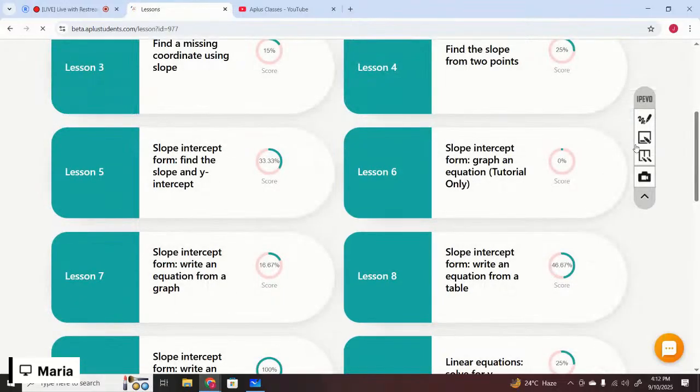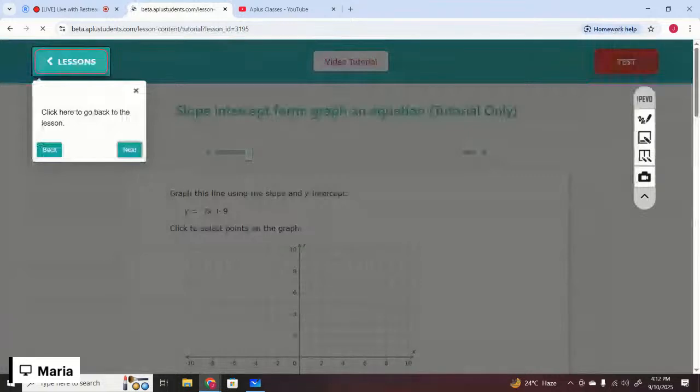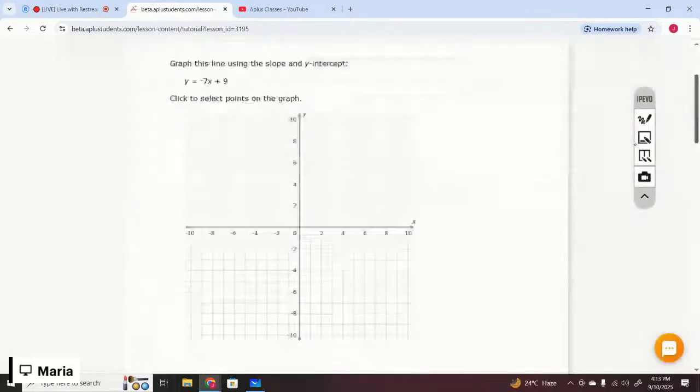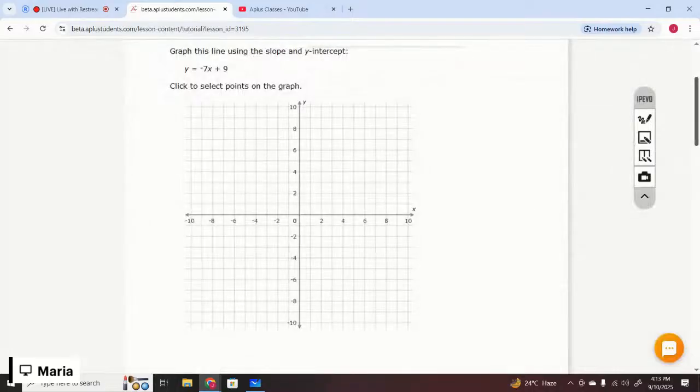The next lesson is slope graph and equation. Graph this line using the slope and y-intercept. Y equals negative 7x plus 9. Click to select points on the graph.